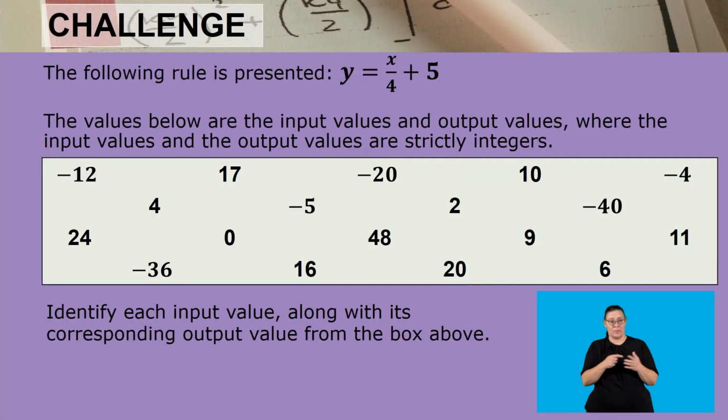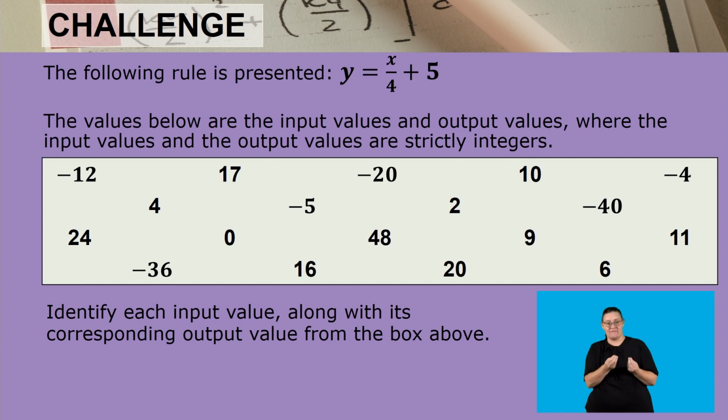Let's end off our lesson with a nice challenge. So now we have been given the following rule, and that is y = x/4 + 5. So this is a rule that we are given. The values below are the input values and the output values, where the input values and the output values are strictly integers. So now identify each input value along with its corresponding output value from the box above.